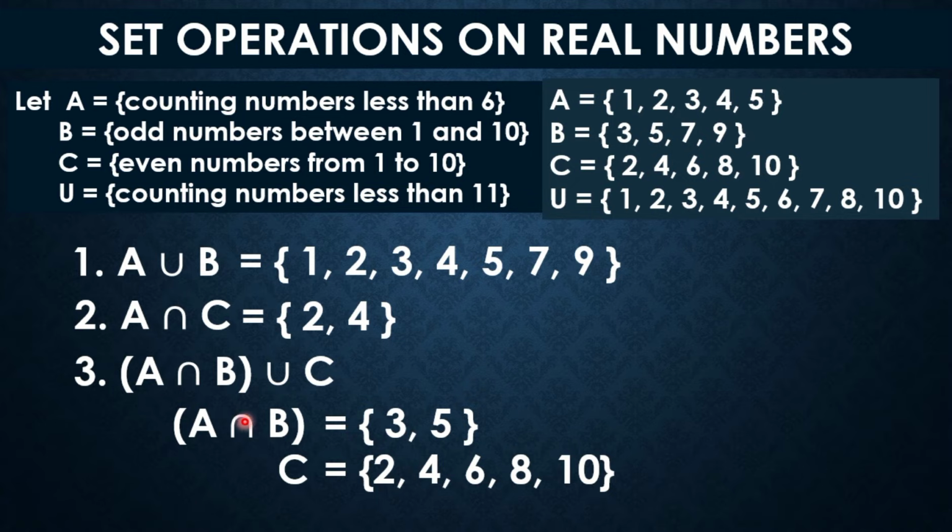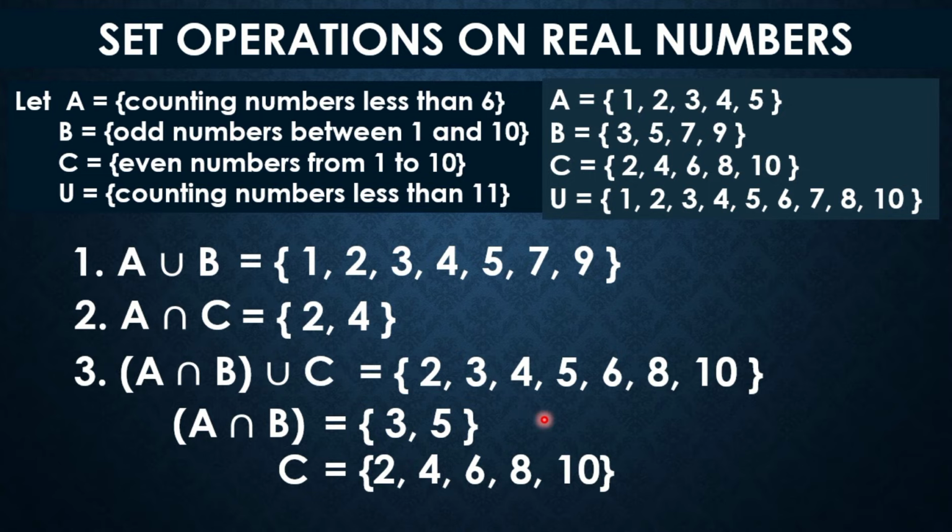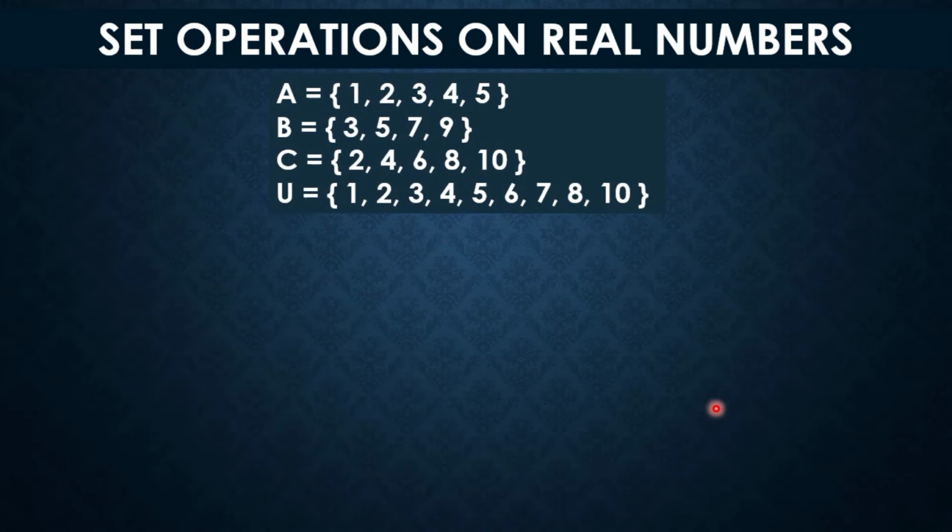Okay, so nakuha na natin yung A intersection B, which is 3, 5. And then yung set C natin, that is 2, 4, 6, 8, 10. So now, we can now get the union. Pagsasamahin natin to ngayon. Okay, so if we will combine these two, we will have 2, 3, 4, 5, 6, 8, 10. So 2, 3, 4, 5, 6, 8, 10. Okay, let's have number 4.